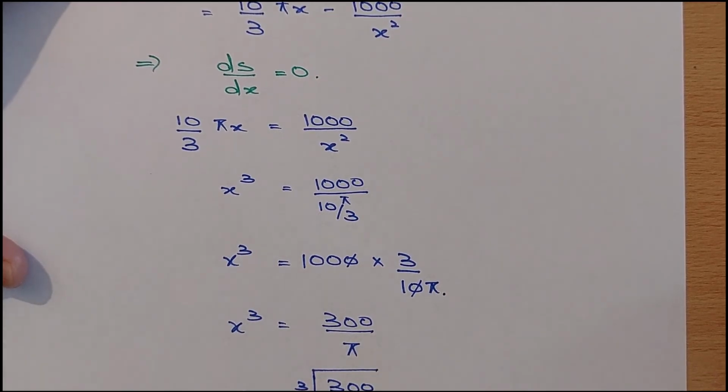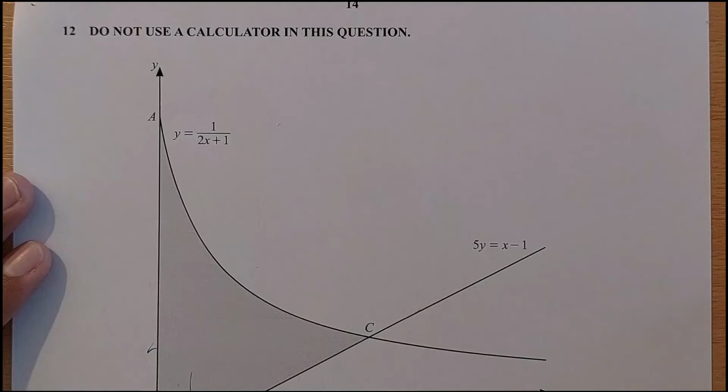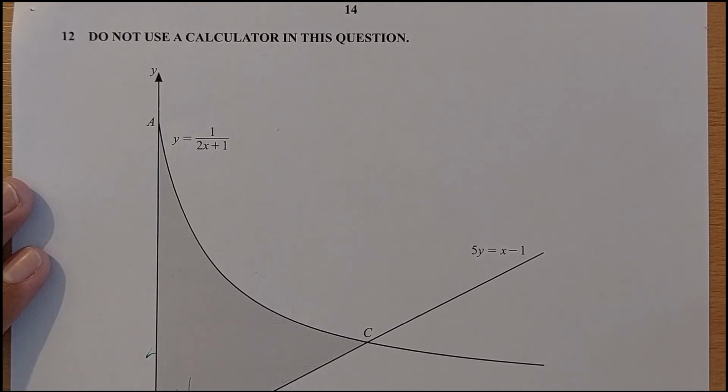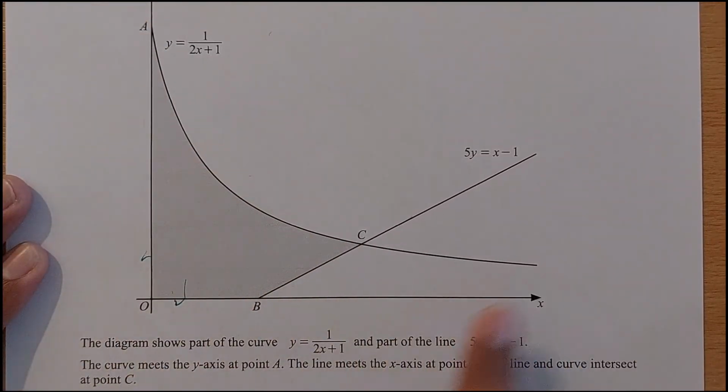So this is the value of x at which s is minimum. Question number 12. Do not use a calculator in this question. The diagram shows part of the curve, this curve, and part of the line, this line.